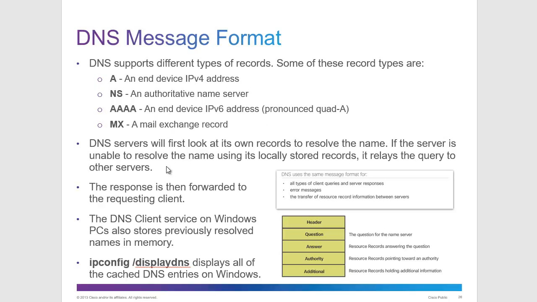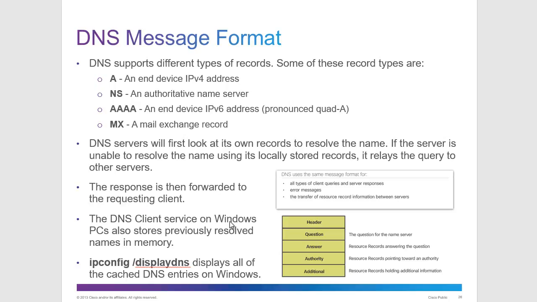So when your message goes to the DNS server, it will first look at its own records to resolve the name. If it's unable to resolve the name, it will send that request up the tree of servers to find out what the name is. There is a hierarchical tree of servers that will receive that request and respond to it eventually. The response is then forwarded to the requesting client.